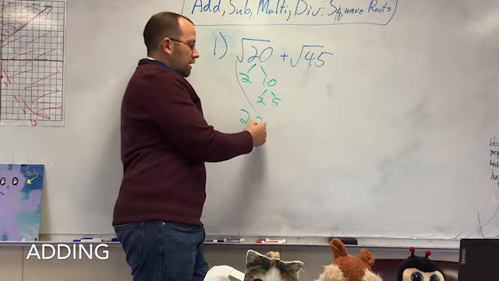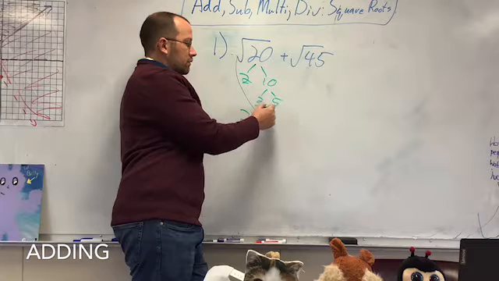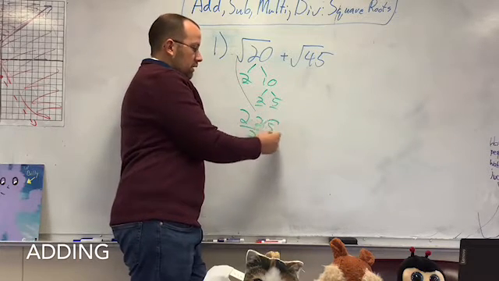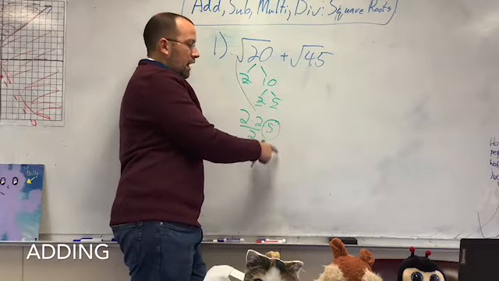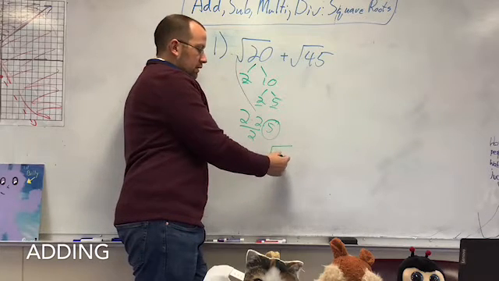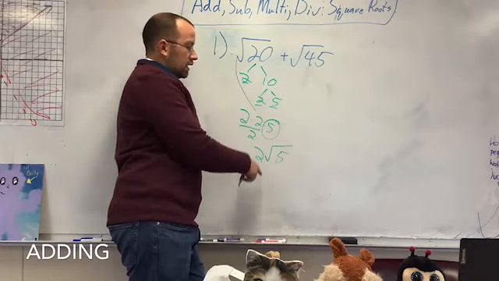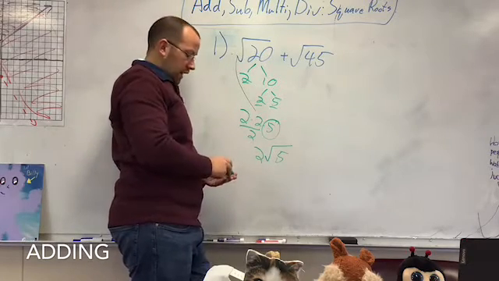So then I write it out, 2 times 2 times 5. Find my pair. I have a pair of 2's. 5 has no pairs. 5 goes underneath the radical, and then you just bring the 2 in front. So on this side, I got 2 square root of 5.